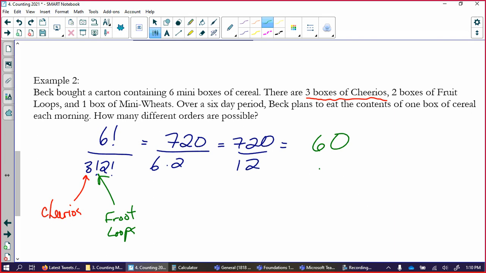We could do Mini Wheats, Cheerio, Cheerio, Cheerio, Fruit Loops, and we could list all of those possible ways. But whether this is Cheerio 1, 2, 3, those are equivalent because you're still eating a box of Cheerios first, second, third. So we have to take that into account. That's why we're doing that division.